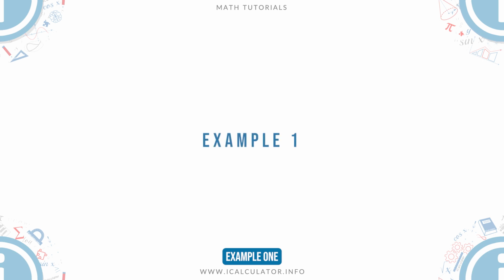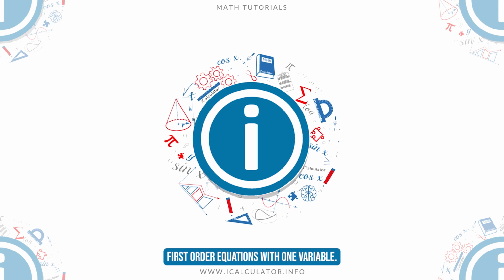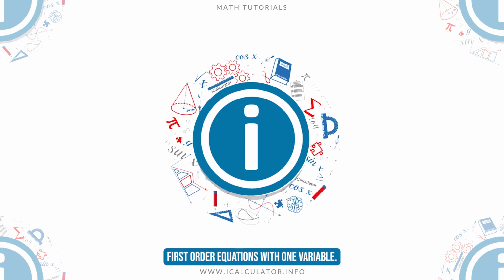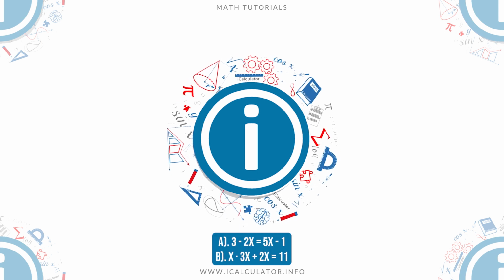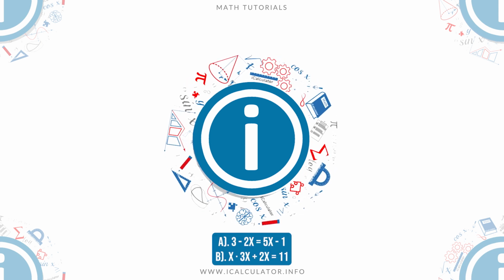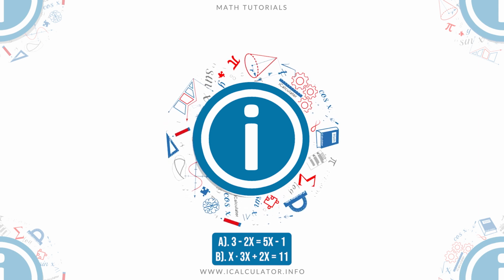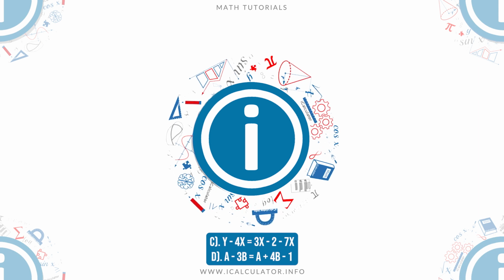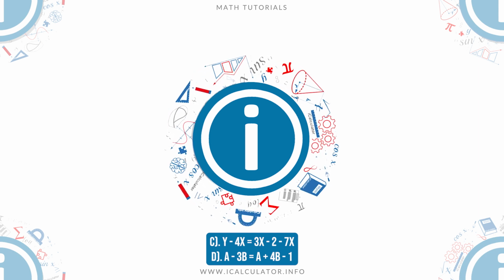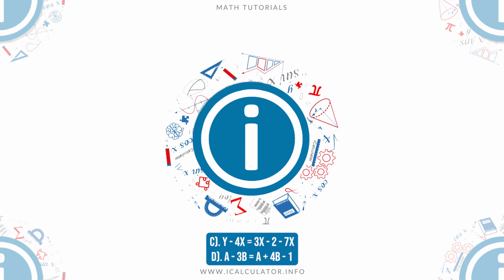Example 1. Are the following equations first-order equations with one variable? If yes, write them in the regular form. A. 3 minus 2x equals 5x minus 1. B. 3x squared plus 2x equals 11. C. y minus 4x equals 3x minus 2 minus 7x. D. a minus 3b equals a plus 4b minus 1.